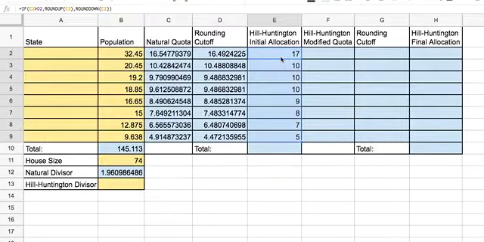I'm going to take that, copy it all the way down. We've got all the rounding. So checking, 16.5, 16.4, rounds up. 10.4, 10.48, rounds down. 9.7, 9.4, rounds up. 9.6, 9.4, rounds up. What do we do with those numbers? We need the sum. So down to the bottom, I'll get the sum of our values.